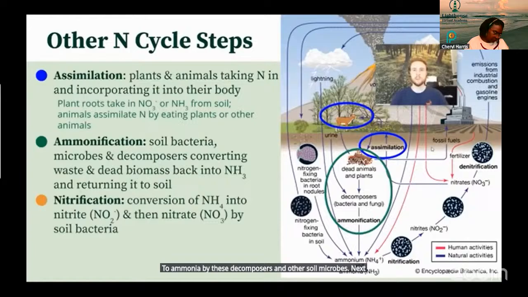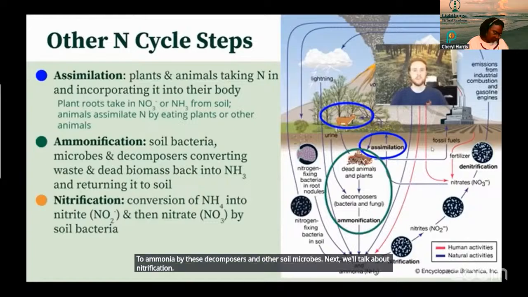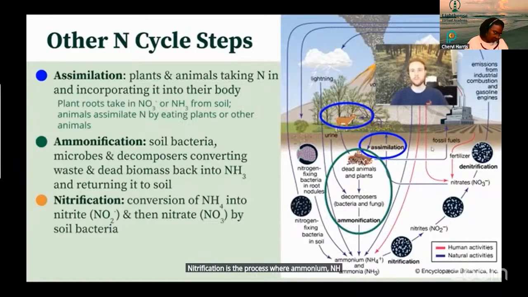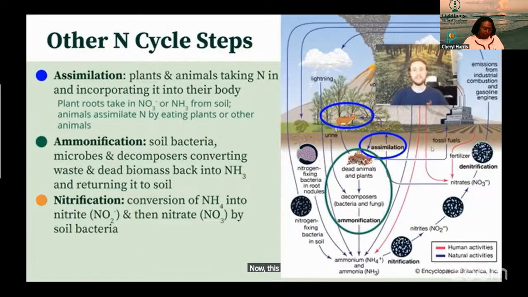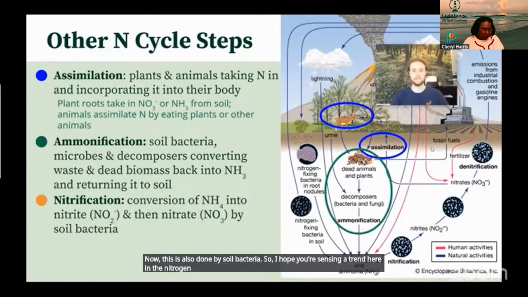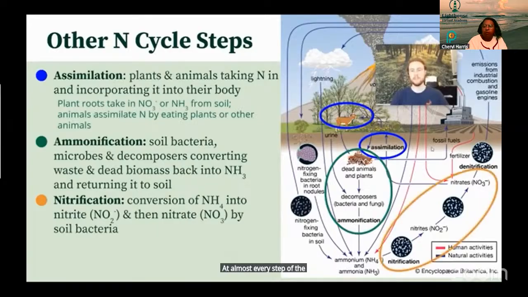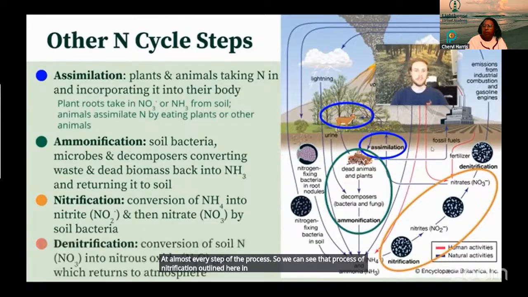Next, we'll talk about nitrification. Nitrification is the process where ammonium, NH4, is converted into nitrite, or NO2, and then eventually into nitrate, NO3. Now, this is also done by soil bacteria. So I hope you're sensing a trend here in the nitrogen cycle, and that's that bacteria are very critical at almost every step of the process. So we can see that process of nitrification outlined here in the orange circle.